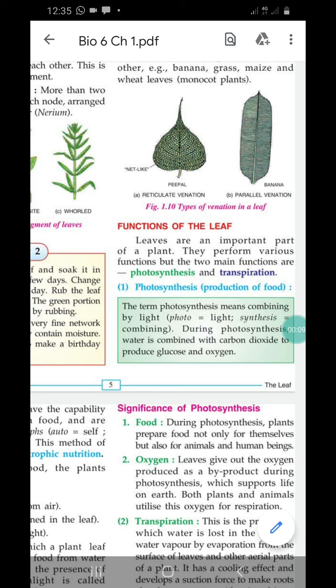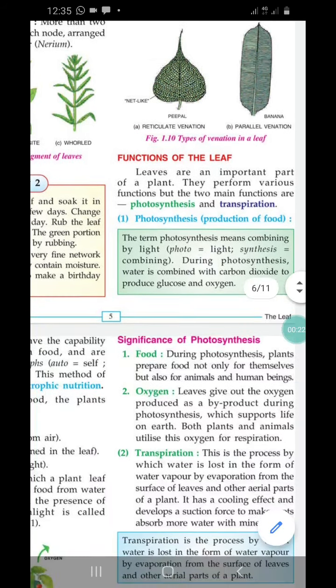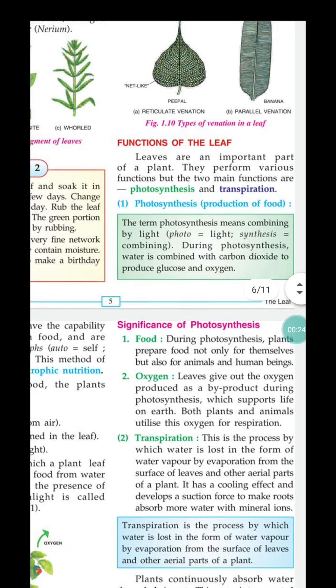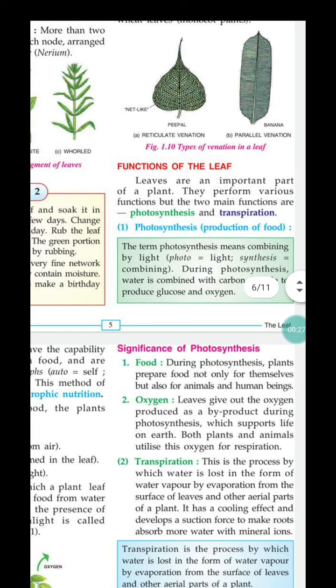Hope you understood about the modules that you watched in the previous session. So let us go through this textbook part and understand in detail. In this session, we are going to learn about functions of the leaf.